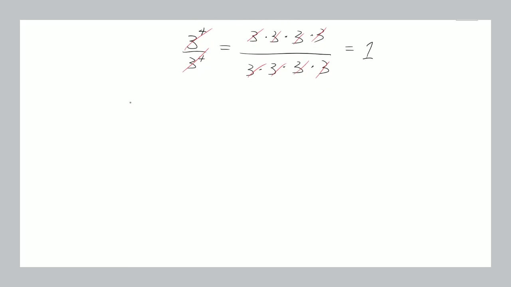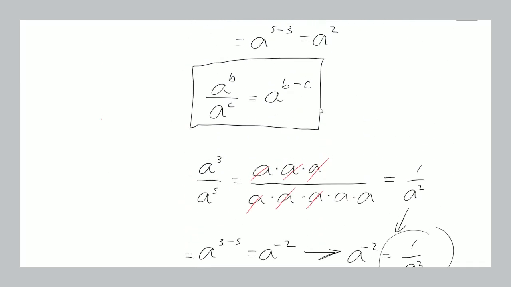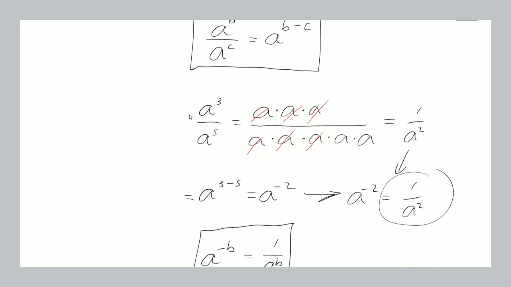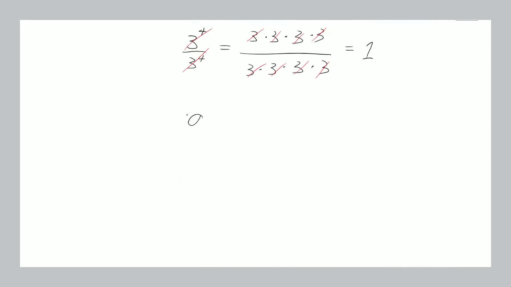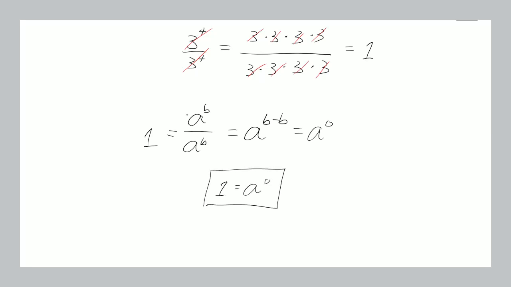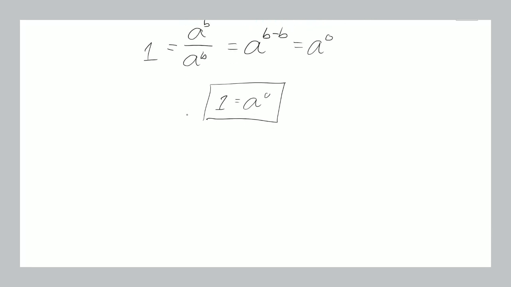But at the same time, what if we apply this exponent division rule here? Okay, so we have a to the power of b divided by a to the power of b. On one hand, that should equal 1 because it's something divided by itself. On the other hand, it equals a to the power of b minus b, right? The top exponent minus the bottom exponent, which is a to the power of 0. So what we have then is 1 equals a to the power of 0. Anything to the power of 0 is 1. That's where that rule comes from. It just follows from the logic.